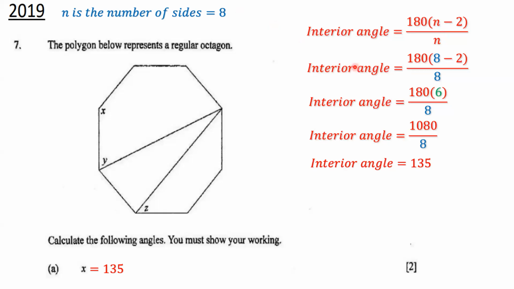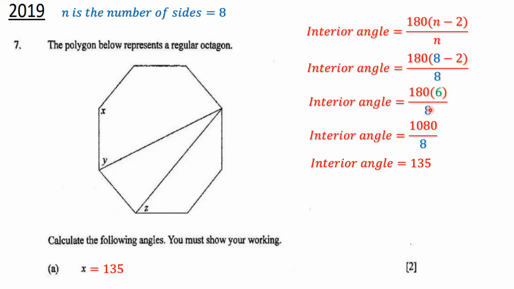And so what do you do? We take the interior angle, which is going to be equal to 180 multiplied by 8 minus 2. Why 8 minus 2? Because the number of sides is 8, so it's going to be 8 minus 2 all over 8. And then 8 minus 2 is definitely 6. It's going to be 180 multiplied by 6 all over 8.